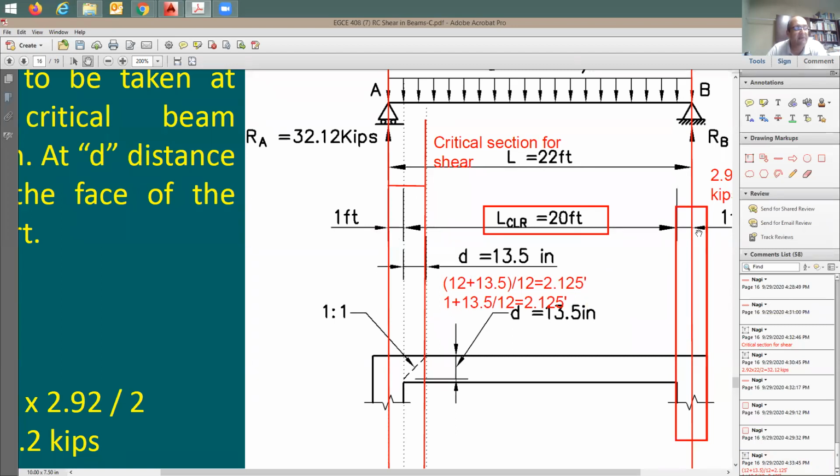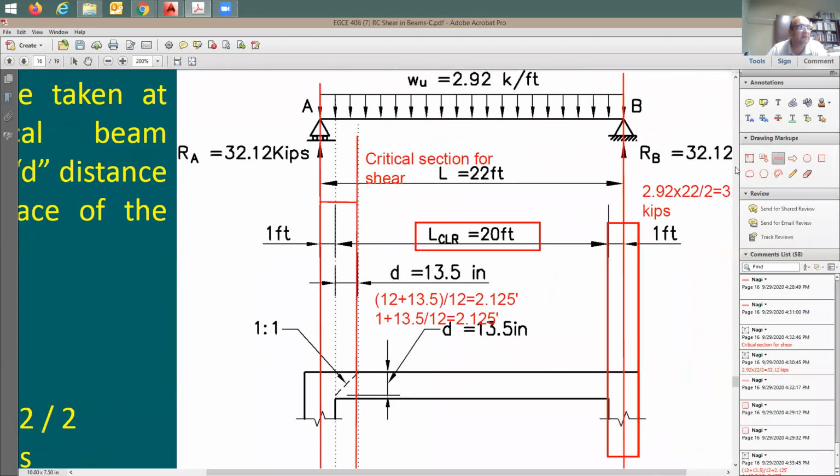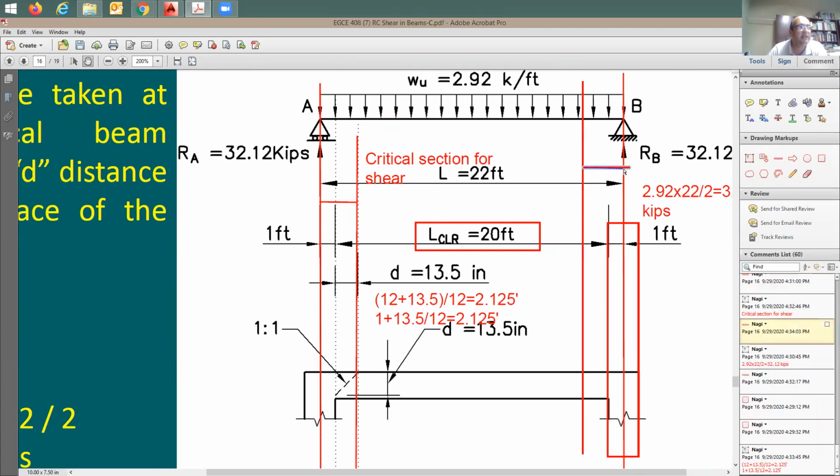Same distance, I'm going to have it from this side. What do you mean? If you like, look for the critical section of shear from that side, this distance from here to there is going to be equal to how much? Exactly the same distance, right? Because of symmetry. This is going to be the same as here. It's going to be also 2.125 feet from here to there.